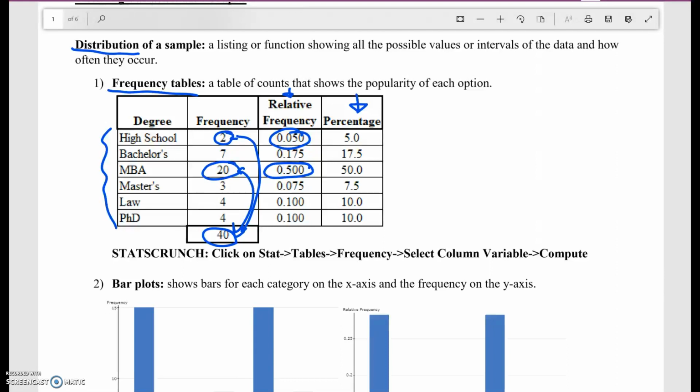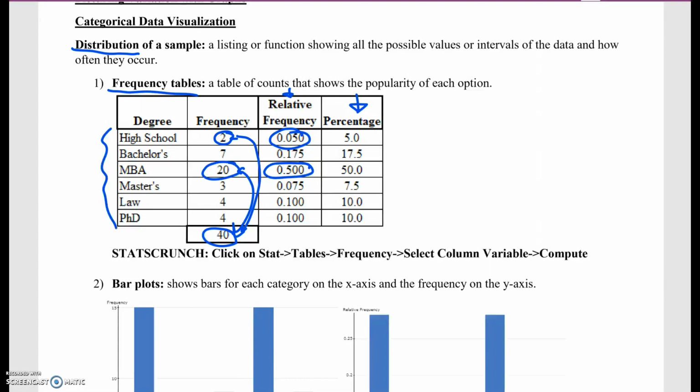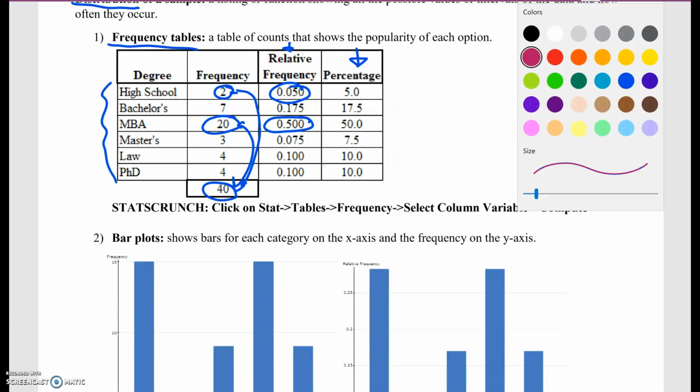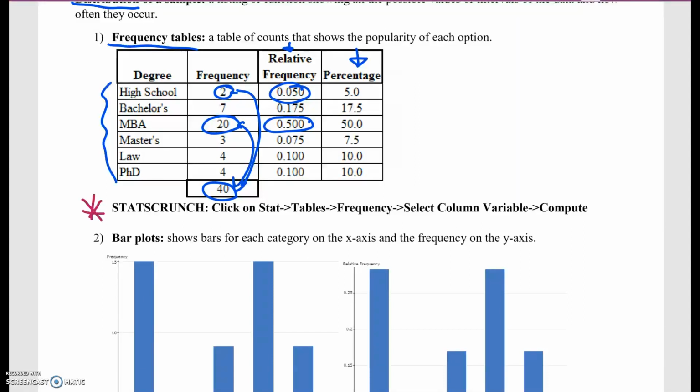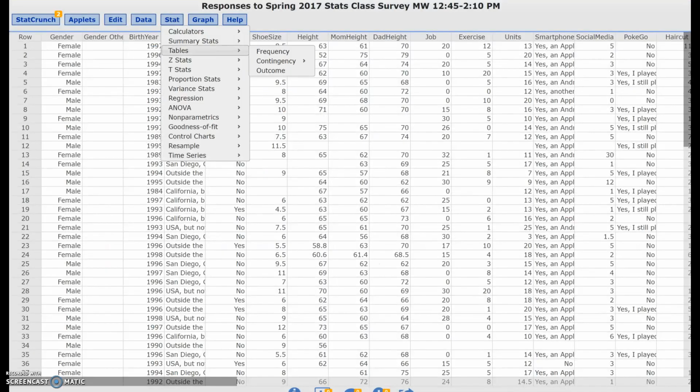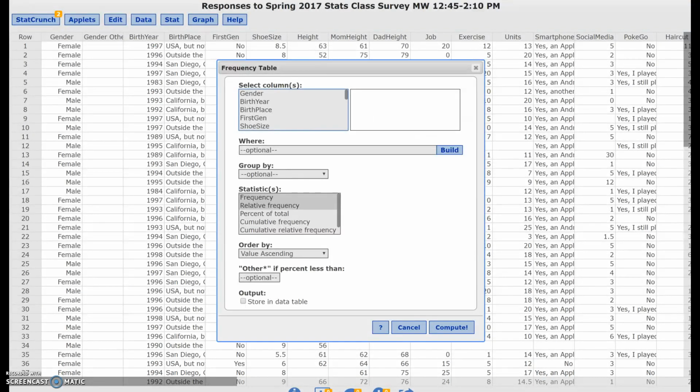So that's one way. Now I wrote down here how to do it on StatCrunch. So I listed out the steps. You're going to click on Stat, Tables, Frequency, select the column variable, and compute. So let's just do that really quickly. And I did it for every single graph, so you can play around with it. So first thing you want to do is click on Stat. Then we're going to click on Tables, Frequency. Okay, I'm going to choose Gender. Okay, and then notice that here you have frequency and relative frequency is already highlighted. So let me click Compute.